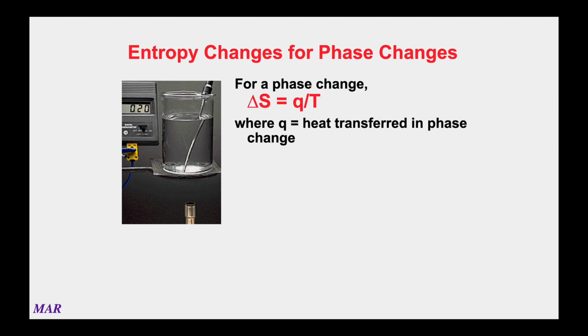If you have a phase change and you want to calculate the entropy for it, the entropy phase change value, delta S, equals Q over T. Q is the heat transferred in a phase change, and T is the Kelvin temperature. Now, delta H and Q, remember, are related. If your Q is transferred at constant pressure, then that's what equals delta H.